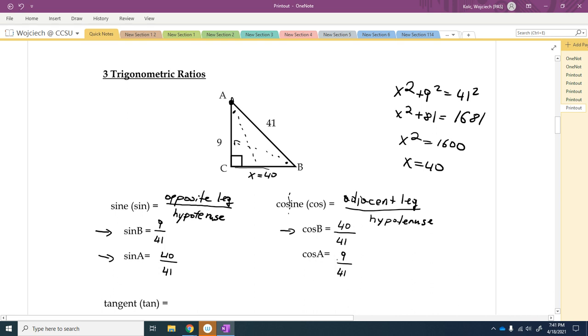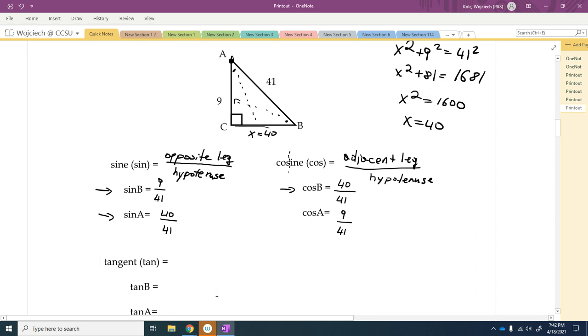The last trig ratio that we will mention in geometry is the tangent. If you think about it, we already had adjacent over hypotenuse. We also had opposite over hypotenuse. So tangent is the only function that will not use the hypotenuse. By definition, tangent is a ratio of opposite leg over adjacent leg.